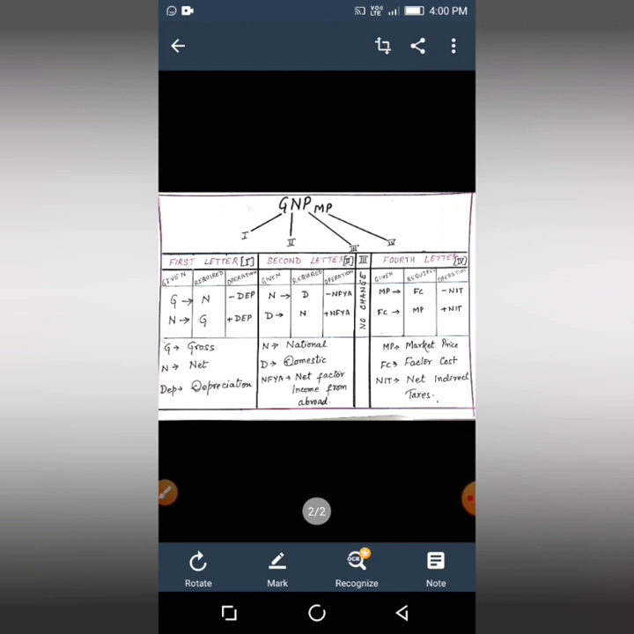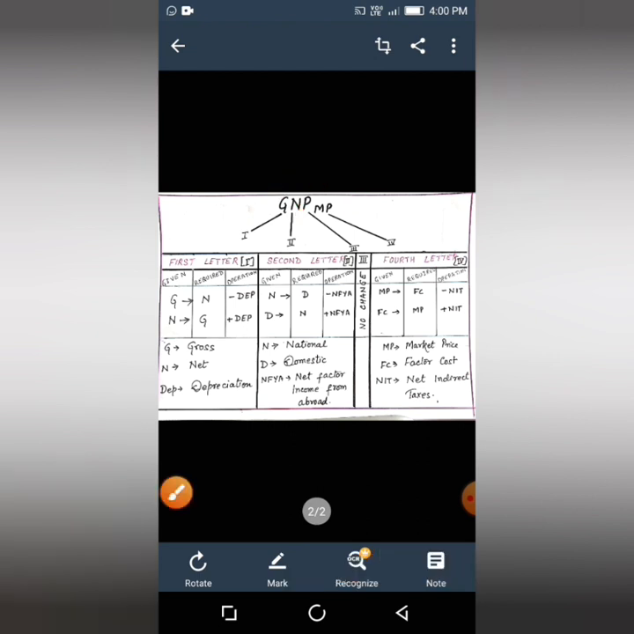In every concept, in every aggregate, there are 4 letters. In this chart, I am giving an example of GNP-MP. See, G is the first letter, N is the second letter, P is the third letter, and MP is the fourth letter. Clear?